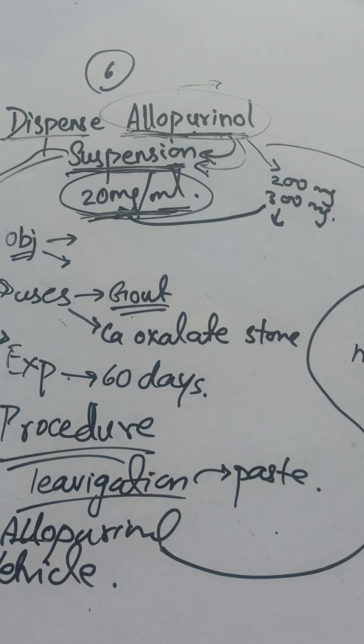You can make your simple syrup through the BP method or the USP method, and then you mix the 1% methyl cellulose and the simple syrup in a 1:1 ratio, meaning you add them equally. If you take 50 ml of simple syrup, then you take 50 ml of the 1% methyl cellulose solution. This is how you produce your vehicle, and then you dissolve the allopurinol into it and make the suspension.